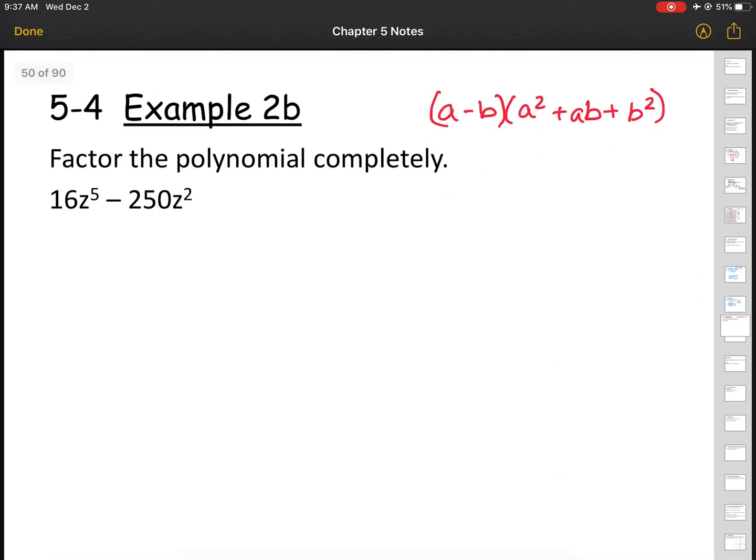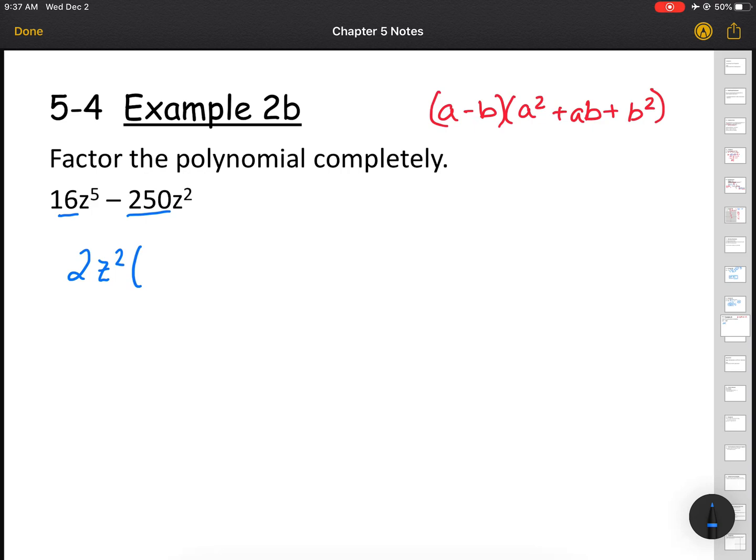Same thing with this next one. I have a difference here, but first, like we did in the first 3 examples, we're going to see, can we factor out anything first? If I look across here, my coefficients are 16 and negative 250. They're both even, so I can at least pull out a 2. And if I look at the variables, there's at least 2 z's in both of them, so I'm going to pull out 2 z's as well.